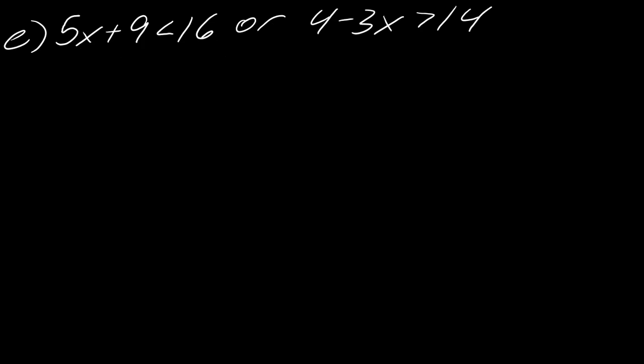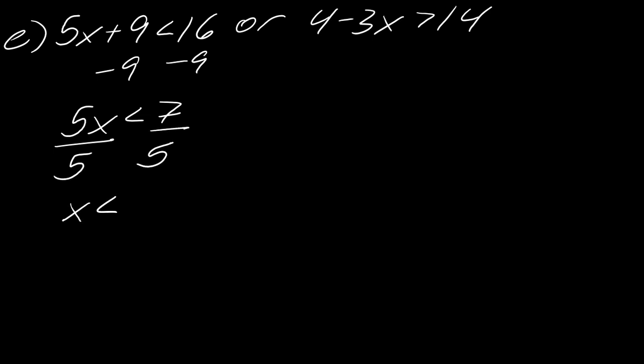Okay, so moving on to E here. So we have another OR problem. Okay, so first things first. To solve 5x plus 9 is less than 16, I'm going to subtract off the 9. So I get 5x is less than 7. Divide both sides by 5, and I have x is less than 7/5.